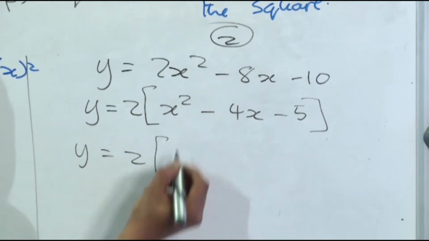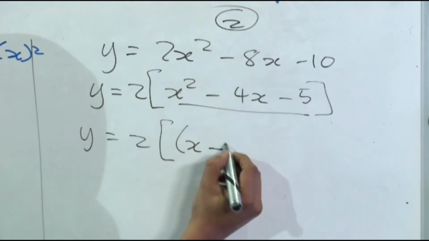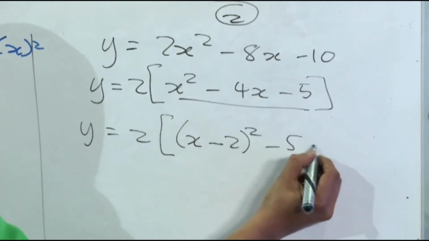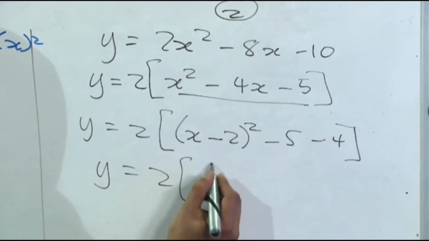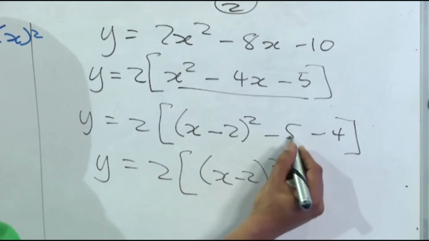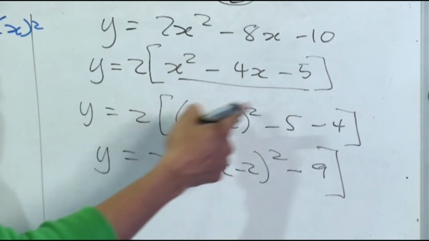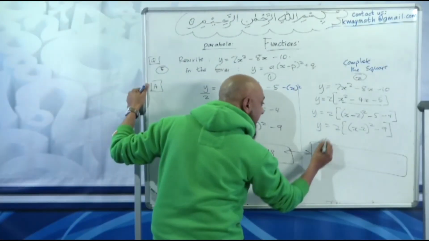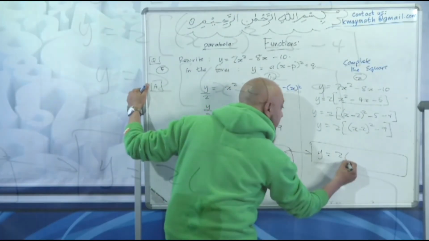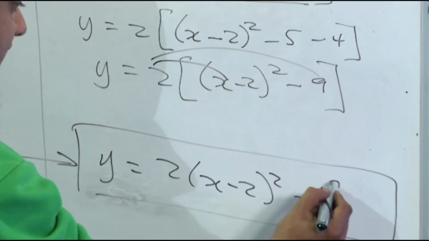Now you're going to do it again, completing the square in the bracket. So x minus, divide by 2, (x minus 2) squared minus 5 minus 4. So what are we left with? y equals 2 into (x minus 2) squared minus 5 minus 4, minus 9. What you took out in the beginning, you multiply back out at the end. You will notice that both ways we get exactly the same answer. y is equal to 2 into (x minus 2) squared minus, remember, multiply the 2 times 9, 18.